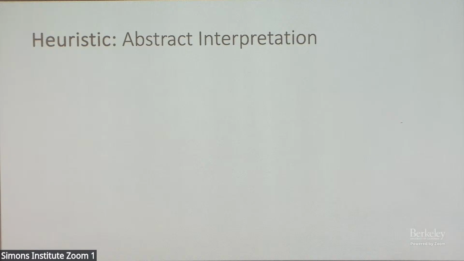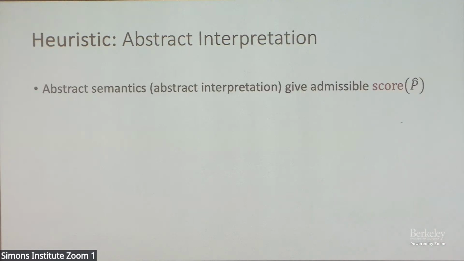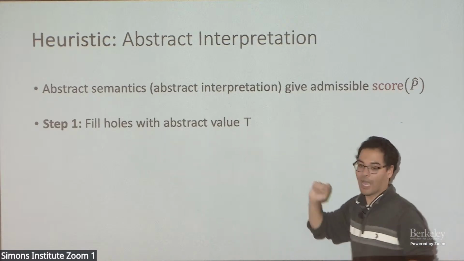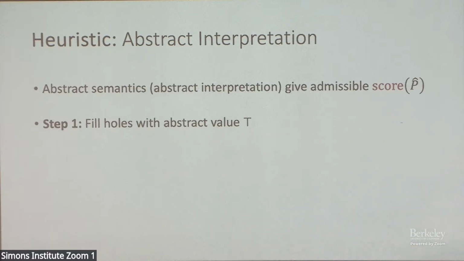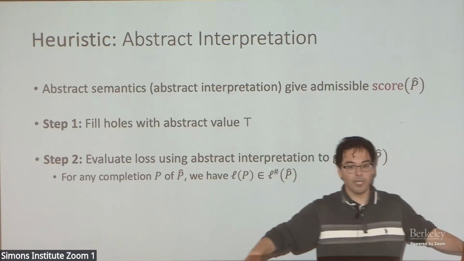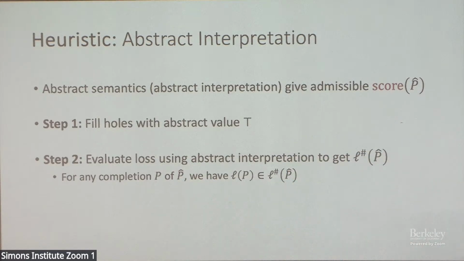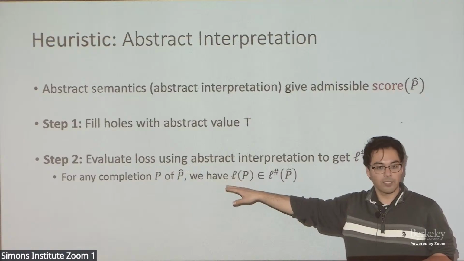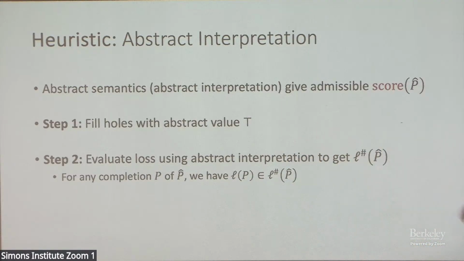I'll go through them one by one. The first one we address by using abstract interpretation. How does that work? We're going to fill all the holes with the abstract value top, so we don't know what the value of the hole is; we're just going to fill it with anything. Then we're going to propagate these abstract values through the program. For example, you could use interval semantics in the arithmetic domain. I'll go through that example in a second.